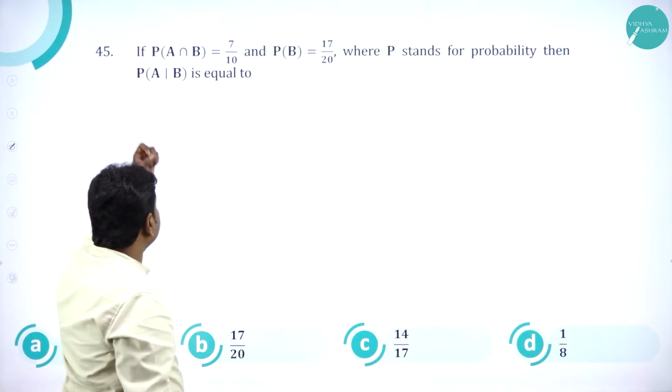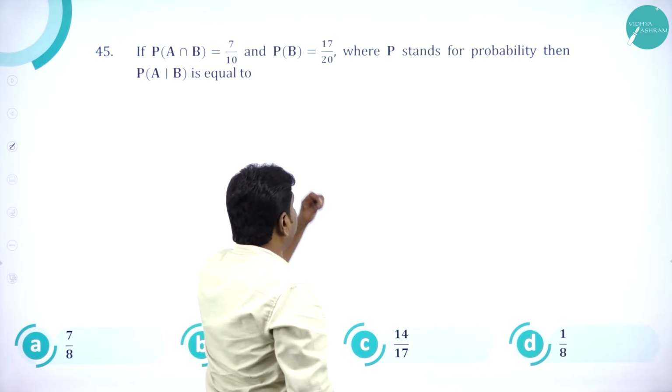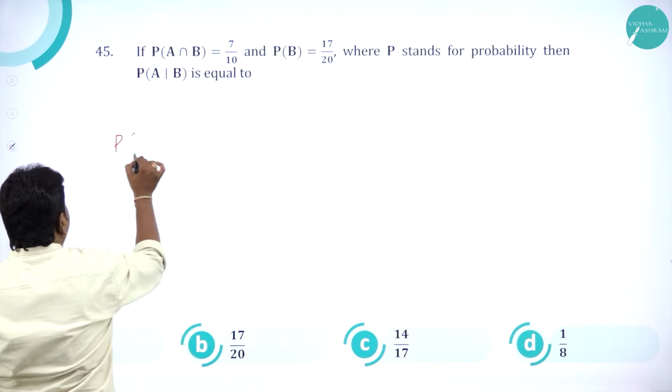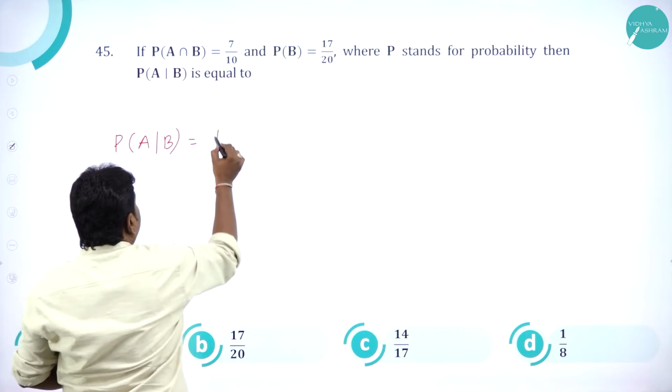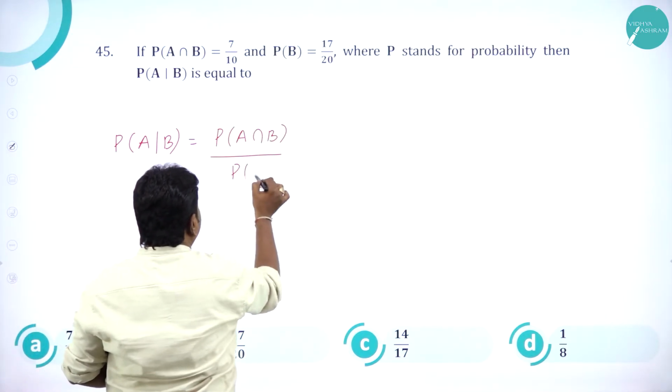Next. P of A intersection B is 7/10. P of B is 17/20. And they want P of A given B. They want you to find P of A given B. What is P of A given B? P of A intersection B divided by P of B. You know, conditional probability. Direct.